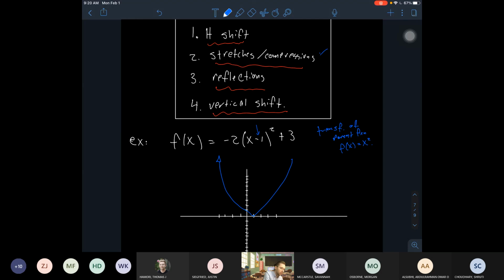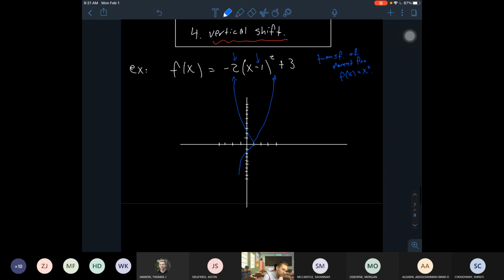Next, I should do any stretches and compressions, and I do have one. I'm multiplying by 2, so I should stretch by 2. I'll redraw, and it'll look something like this. Stretch by 2. Now I should do any reflections that I have, and I do have a reflection. It should be across the x-axis. Sorry, it should be now going down like this.